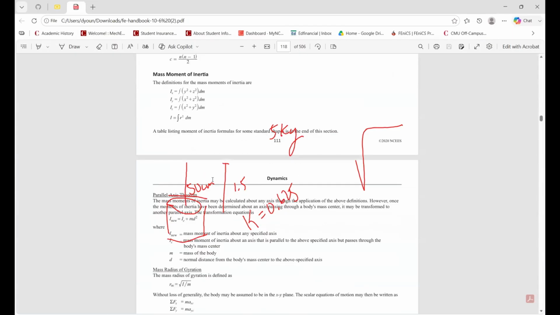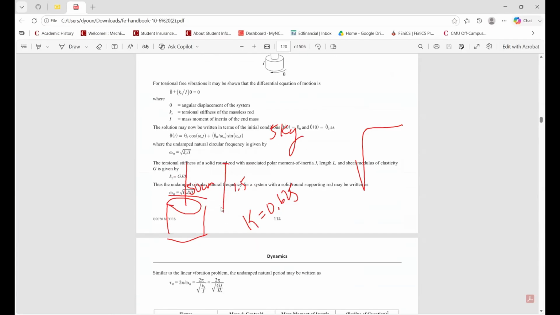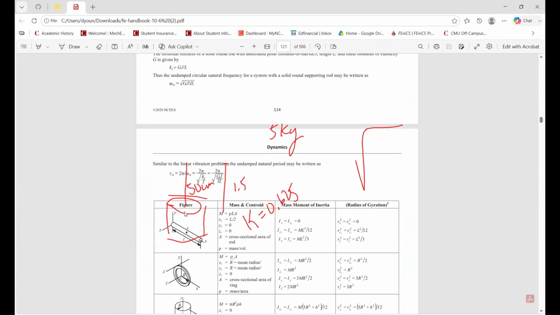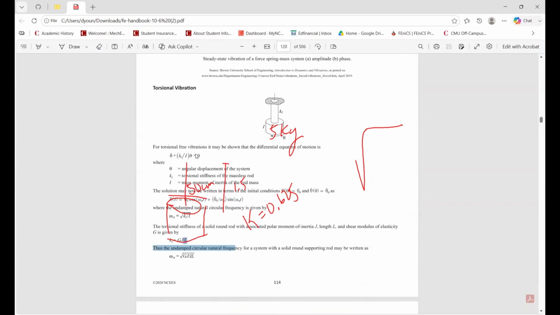I know it's going to be over here. It is definitely going to be here. Oh, they even give you this. I didn't know that. Here, torsion. So it is basically omega n equals square root of K over I. I should have actually known that. That's kind of embarrassing. Either way, we're going to move on now.